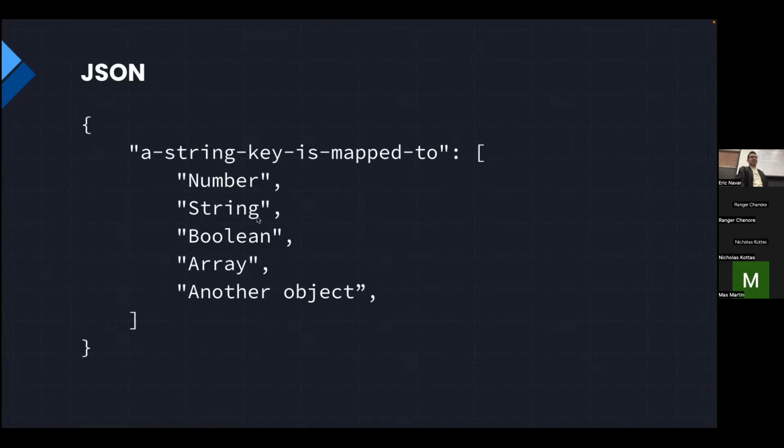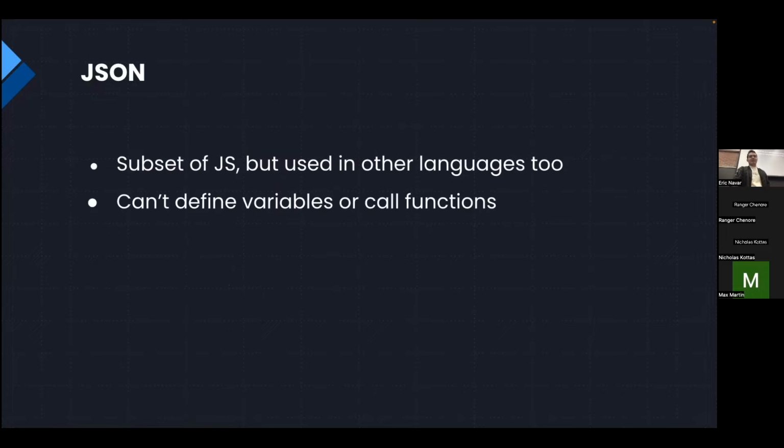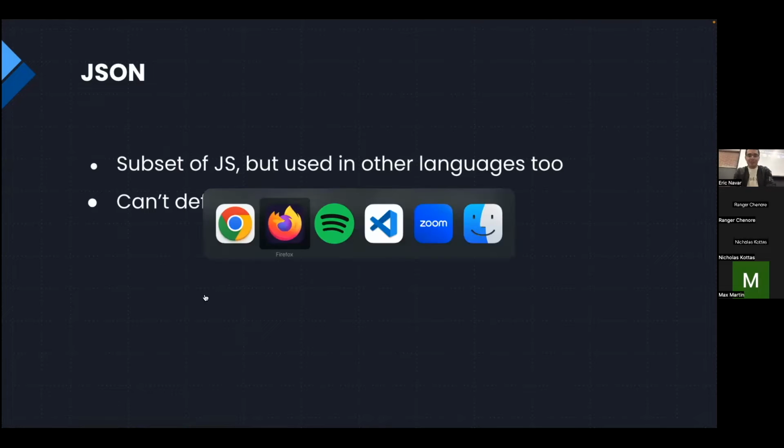So once again, it's just a string key that's mapped to any one of these values: a number, string, Boolean, array, or it can be another object. So it can get really nested if you keep having values that are just other objects. And JSON is a bit more limited because you can't actually define variables or call functions.